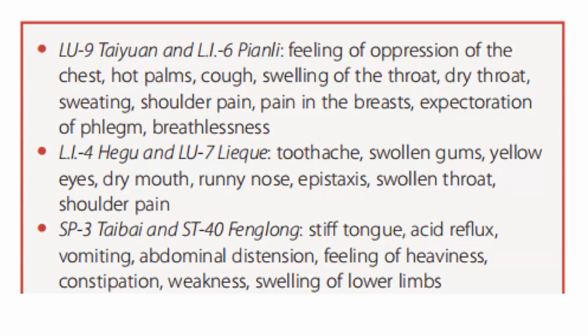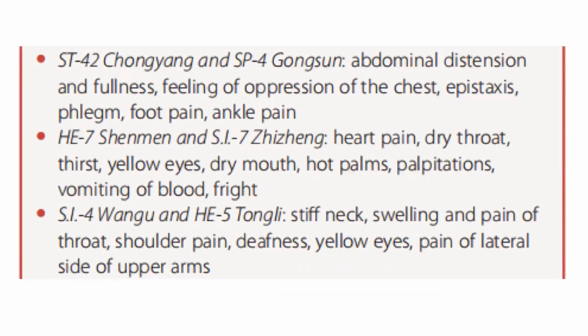Spleen 3 with stomach 40 can be used to treat stiff tongue, acid reflux, vomiting, abdominal distension, feeling of heaviness, constipation, weakness and swelling of lower limbs. Stomach 42 and spleen 4 can be used to treat abdominal distension and fullness, the feeling of oppression of the chest, epistaxis, phlegm, foot pain, and ankle pain.